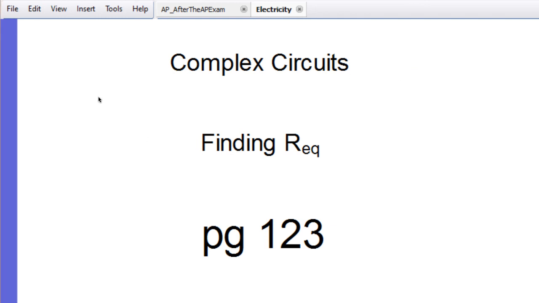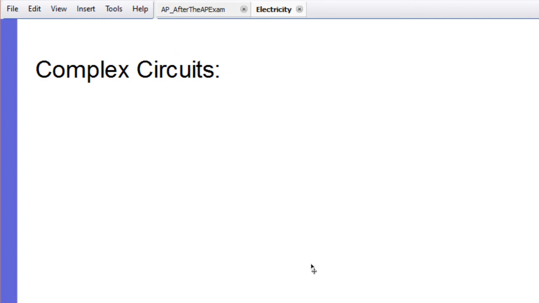Hello class, and welcome to a very quick lecture, feel free to pause if I'm going too fast, on complex circuits, specifically on how to find the equivalent resistance of it. This should be on page 123 of your interactive notebook. Moving right along, a complex circuit.